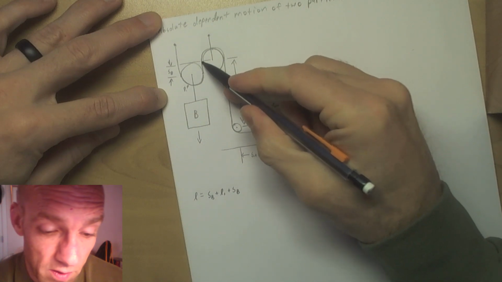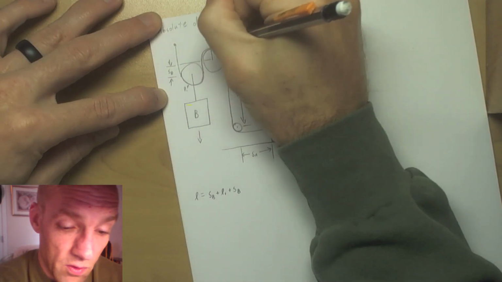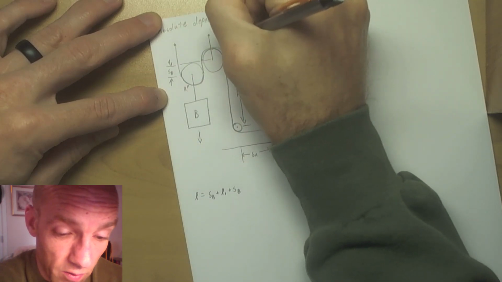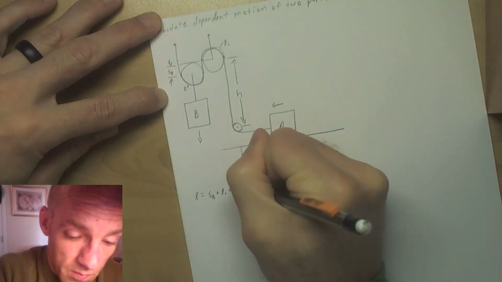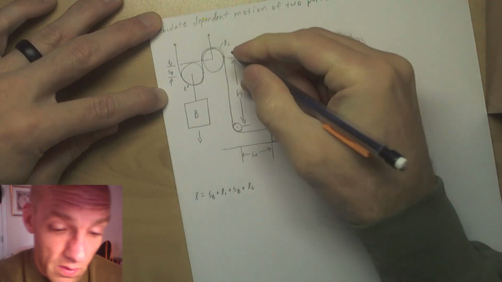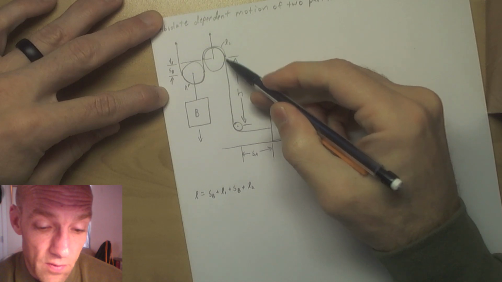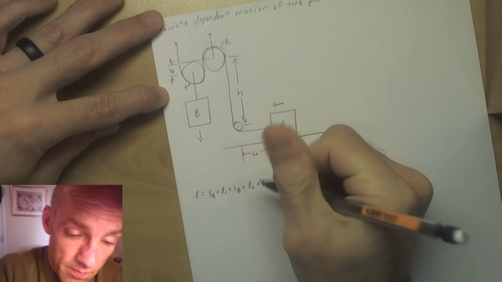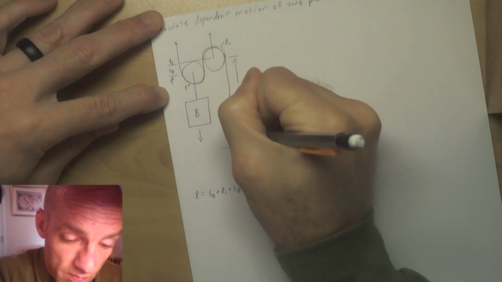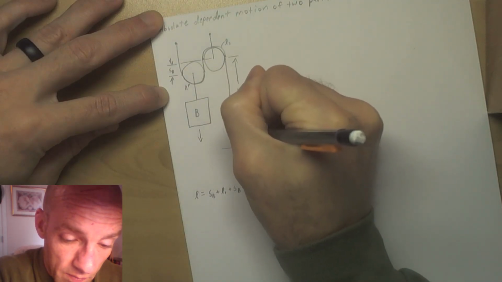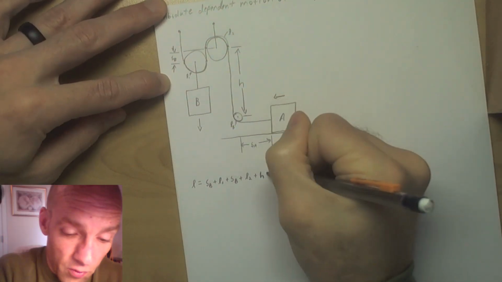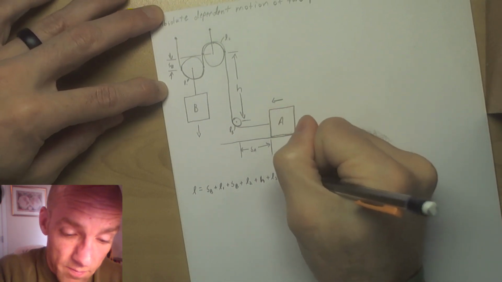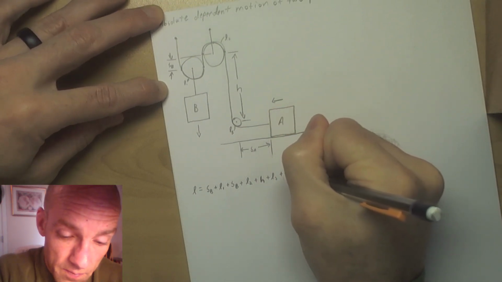Now we're here, and then we have to traverse around this second pulley, from this point to this point. We'll call that L2. Then we have this long length here, which we're calling H. And then we have this quarter turn around this smaller pulley, which is L3. And then finally SA.